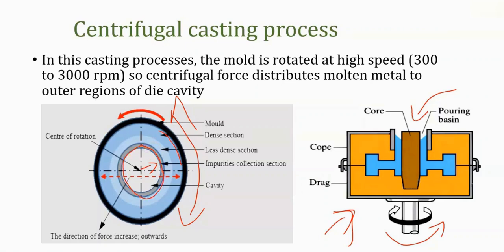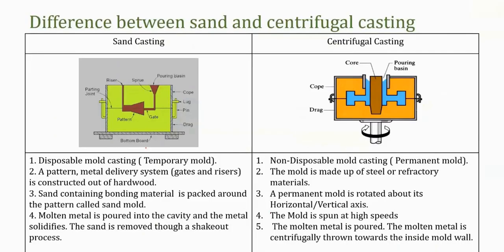So this is the centrifugal force, which we develop by rotating the mold at about 300 to 3000 rpm, and we pour the molten material to have our casting.